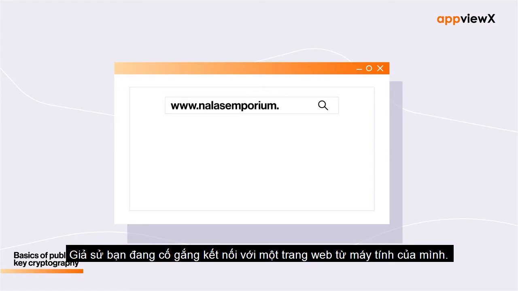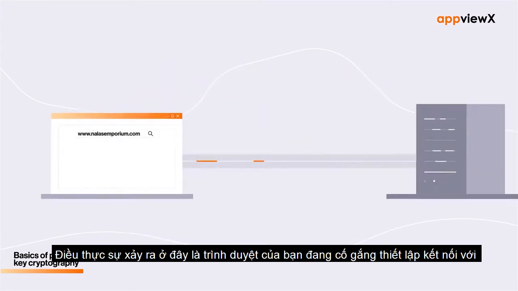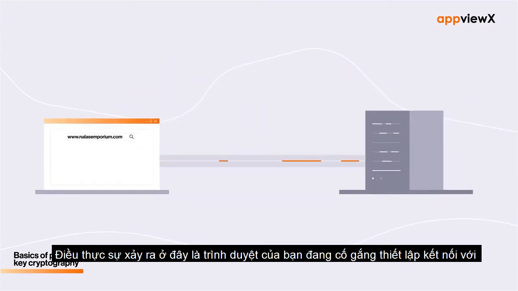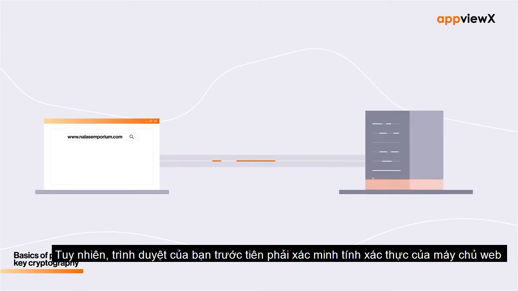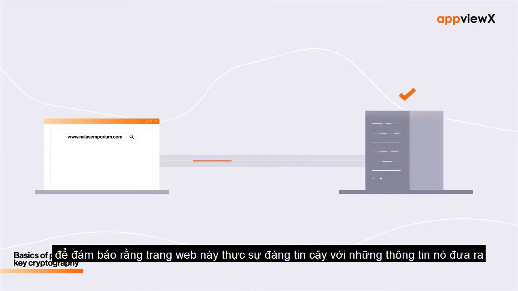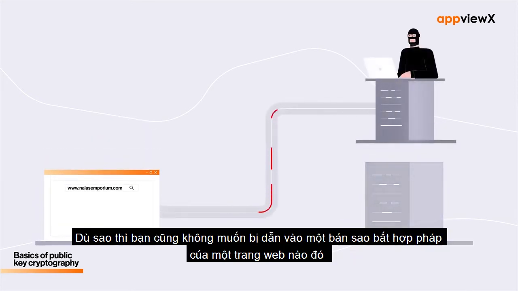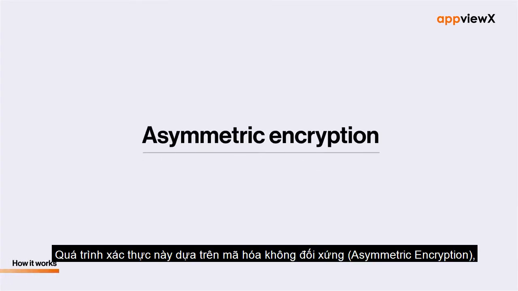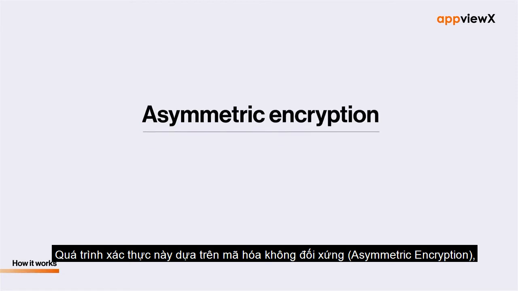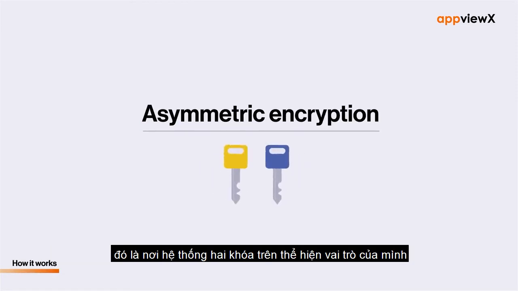Assume you're trying to connect to a website from your computer. What actually happens here is your browser attempts to establish a connection with the web server that hosts the website. However, your browser must first verify the authenticity of the web server to ensure that the website is truly what it claims to be. After all, you don't want to end up on an illegitimate copy of a website that could end up stealing your personal information. The authentication process relies on asymmetric encryption, which is where the two-key system comes into play.